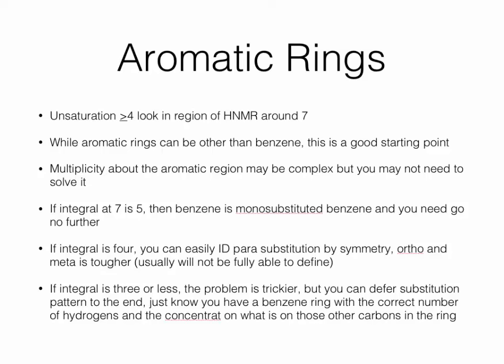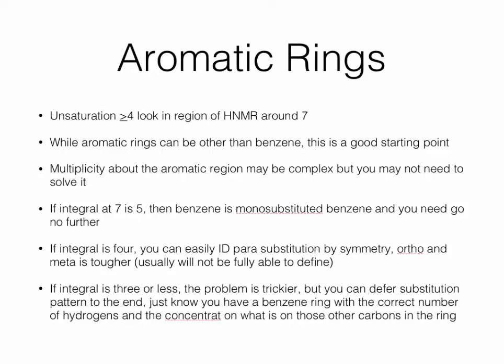The multiplicity around the aromatic ring and the array of peaks may be complex, but you may not need to solve for those. Because if the integral at 7 is for 5 protons, then your benzene's monosubstituted. You don't need to solve every peak that's in there. There's 5 protons on your benzene ring, and there's one thing that's not a proton, monosubstituted. If the integral is 4, you can easily ID the parasubstitution by symmetry.